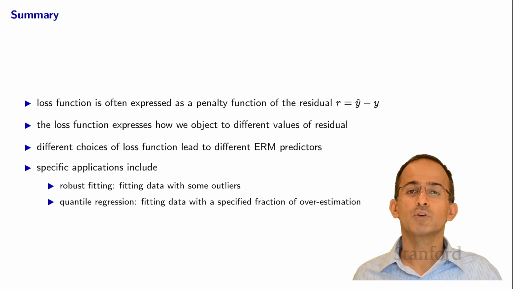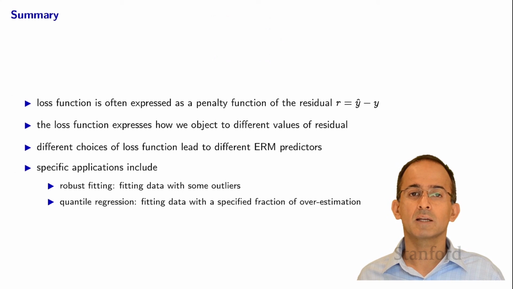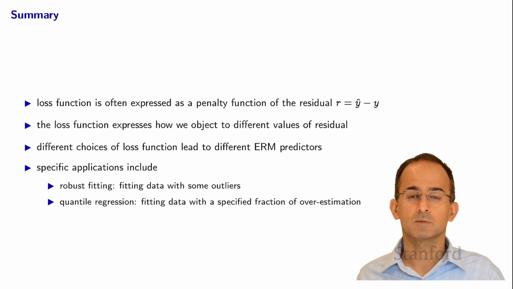If you're interested in producing predictors that prefer to overestimate or underestimate the data, then you can do quantile regression. And in quantile regression, you fit data in such a way that you get a specific fraction of overestimates. And you can choose that fraction by choosing tau.